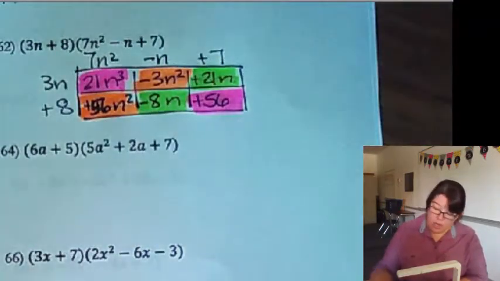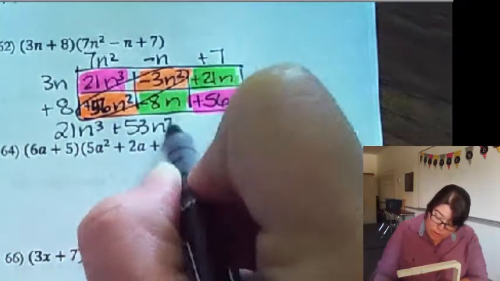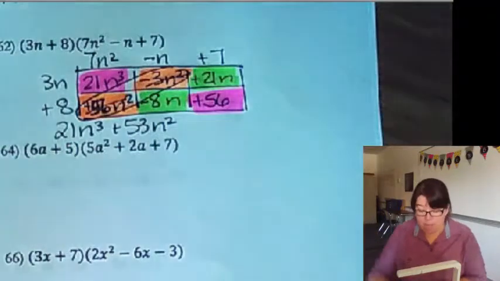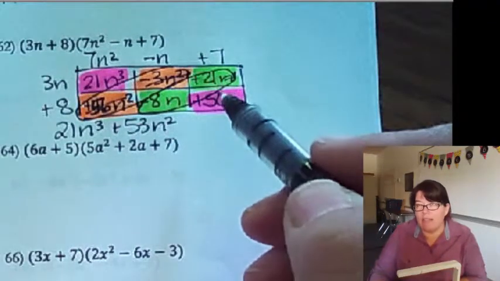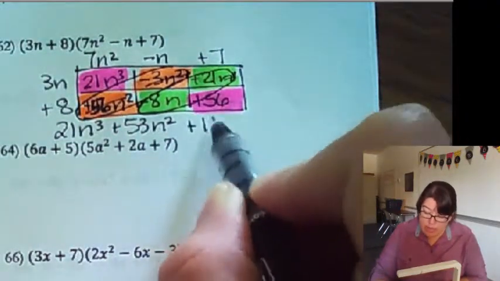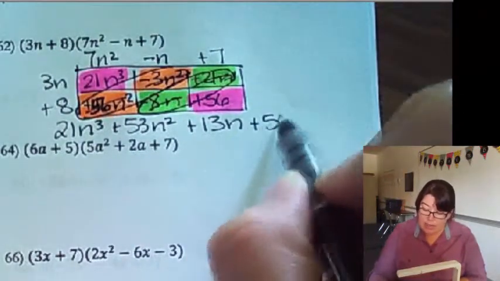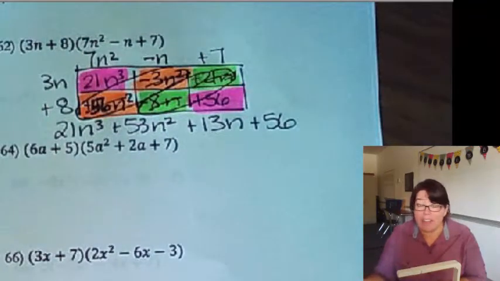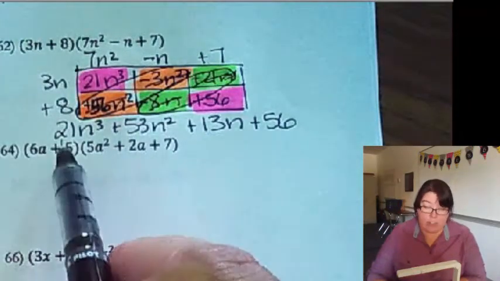So there we go. So my final answer then is 21n cubed. And these two I'm going to combine. So positive 56 and minus 3 is positive 53. And those are my n squared terms that I'm combining together. Then here I've got negative 8 and positive 21. Let's see, that's 7, 13. So positive 13, and those are my n terms that I combined together. And then last but not least, my constant, 56. There you have it. My final solution is a polynomial. It is a cubic polynomial with a leading coefficient of 21.